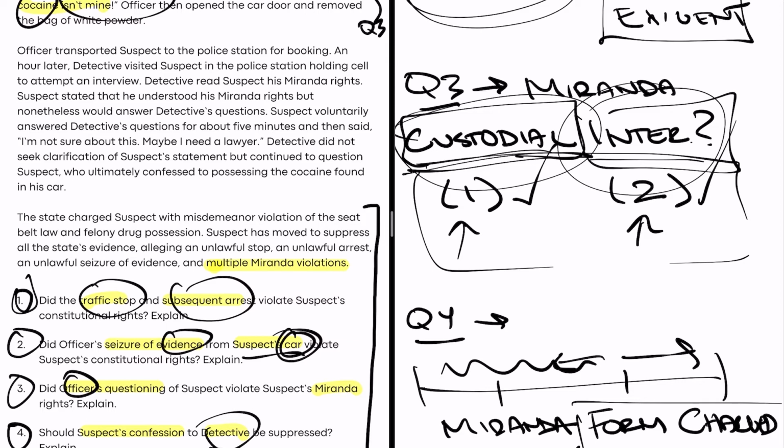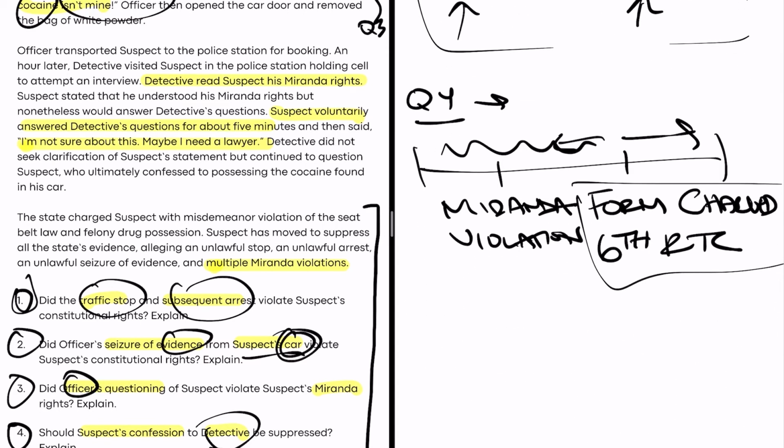Detective read suspect his Miranda rights. Suspect stated that he understood his Miranda rights, but nonetheless would answer detective's questions. Suspect voluntarily answered detective's questions for about 5 minutes and then said, "I'm not sure about this. Maybe I need a lawyer." Detective did not seek clarification of suspect's statement, but continued to question suspect, who ultimately confessed to possessing the cocaine found in his car.